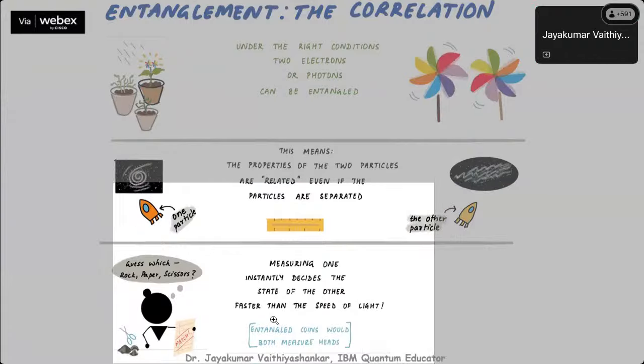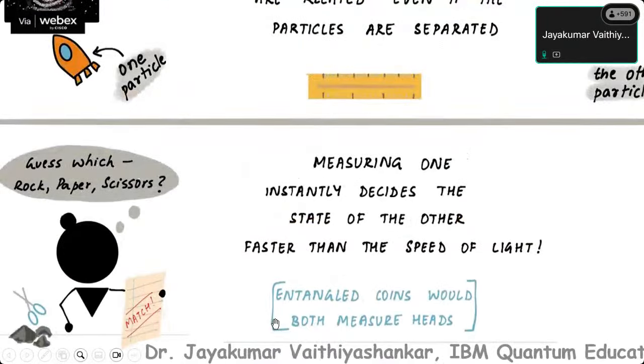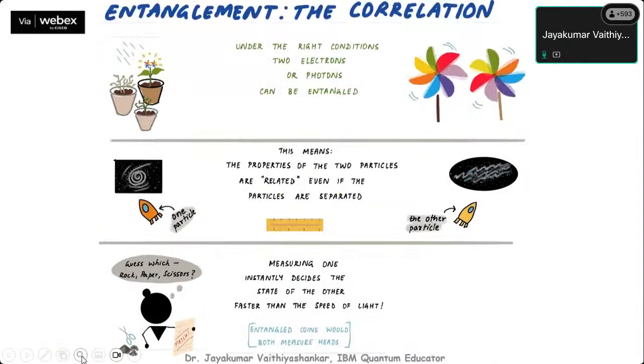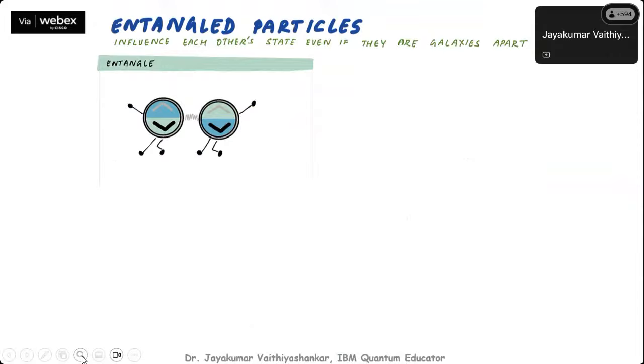Rock, paper, scissors. If three players are playing this game, instantly you can measure one and decide the state of the other participants. Only one person is winning, the other person is losing. So this is an example of entanglement. Take an example of playing cricket or football. It will take a lot of time, but with rock, paper, scissors, you can declare the result instantly.